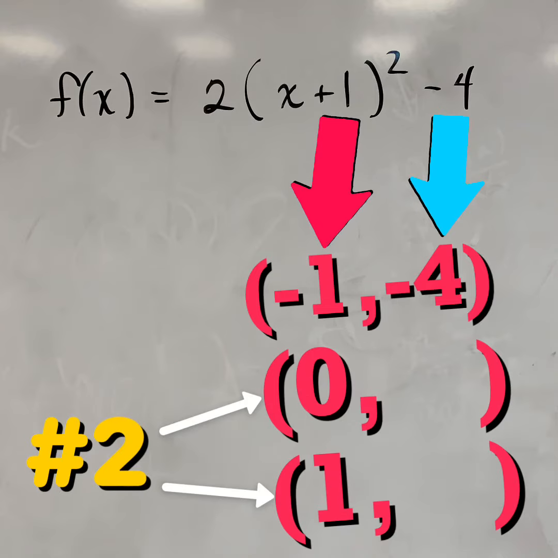The second thing is we count 2 more spaces past the axis of symmetry. And the axis of symmetry happens to be x = -1. So the next number after -1 will be 0. Then the next number after that will be 1.